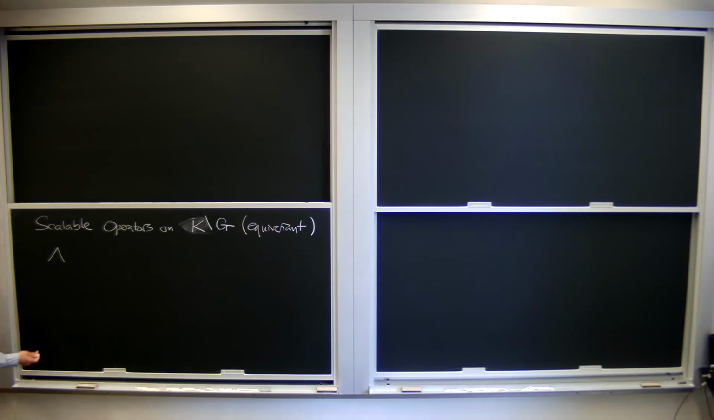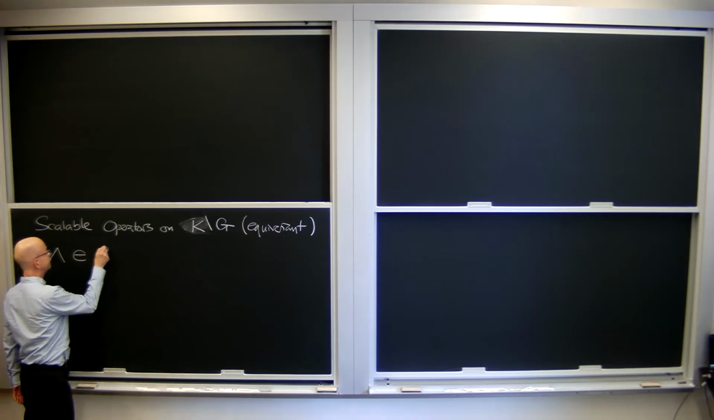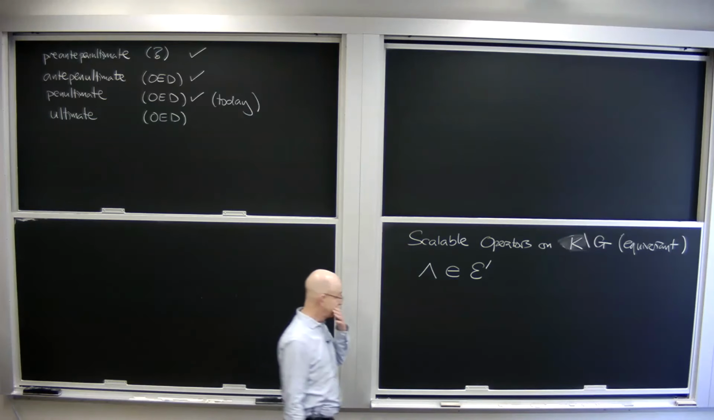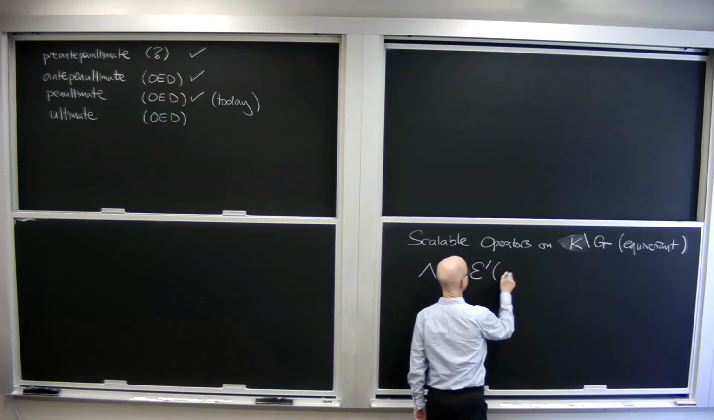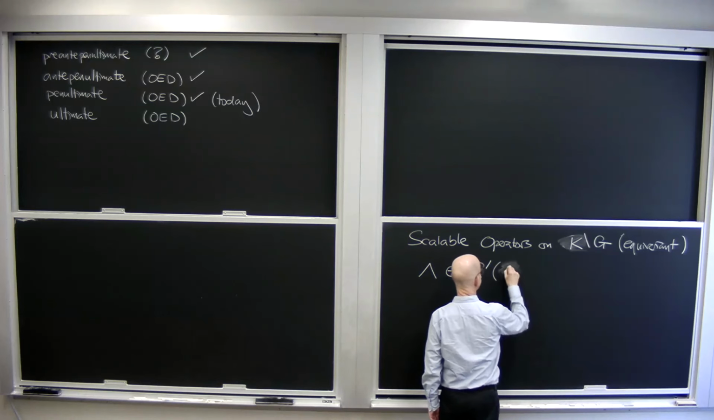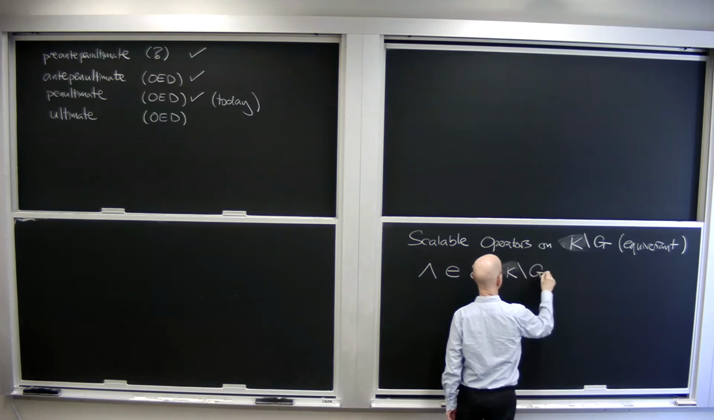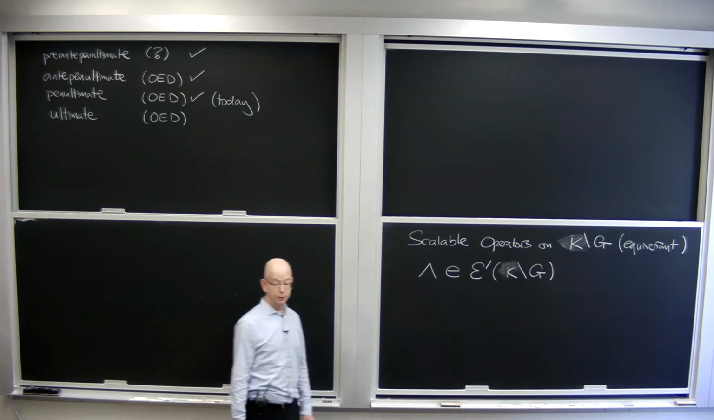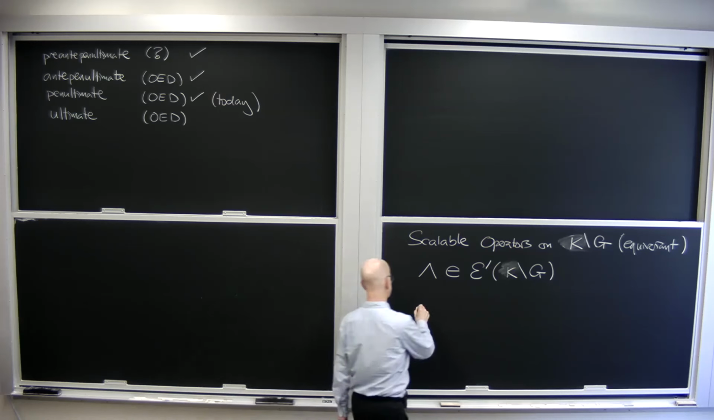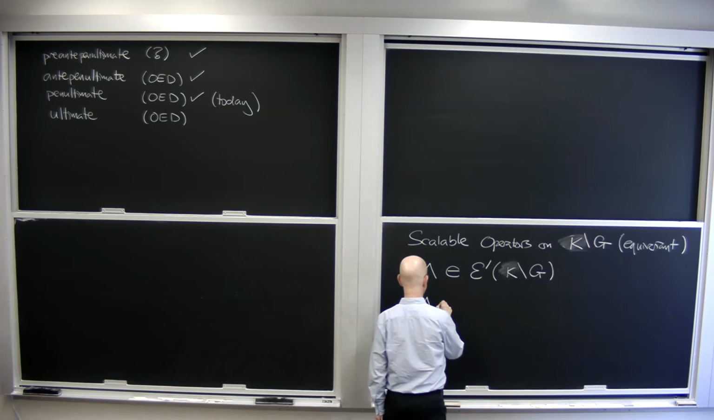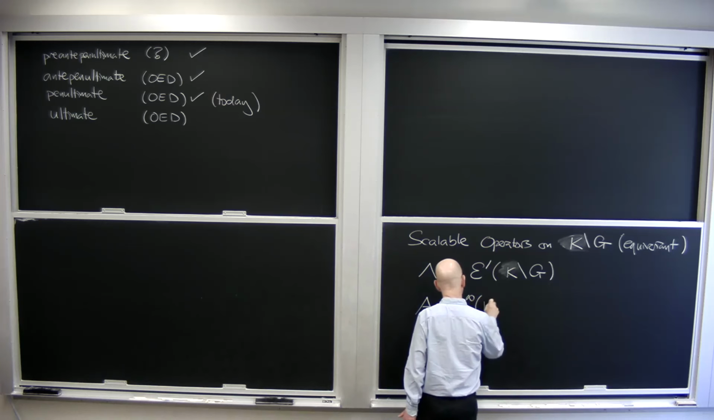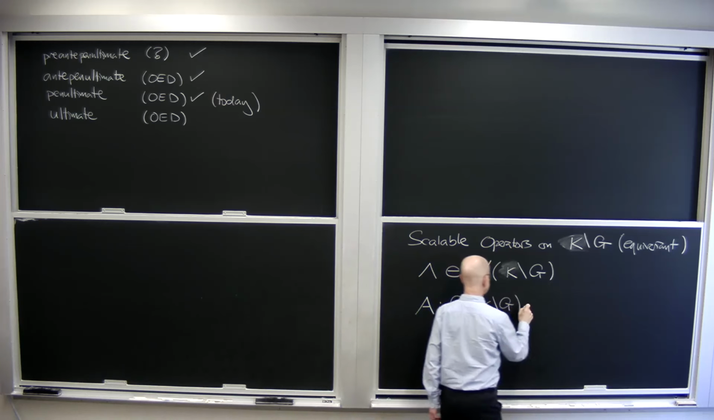Okay. And so I want to think of them in the following way, as being given by certain distributions. That's how you're supposed to write distributions, compactly supported distributions on this space, K mod G. So what's the relationship between these distributions and actual operators? You might also prefer to think of scalable operators as actual operators like this.